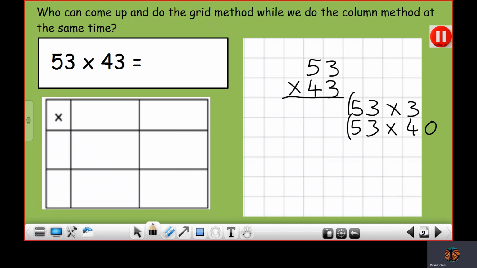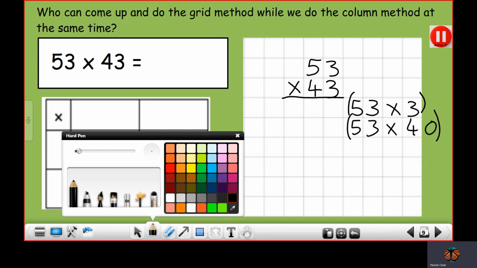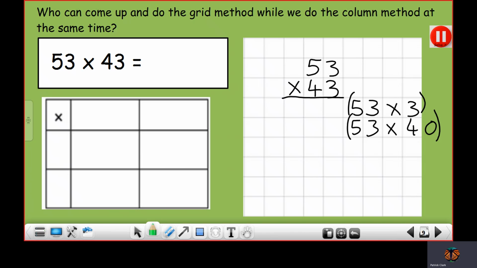Now you don't have to do these brackets parts. These are just to make it clear for you to do. I'm going to change my pen color as well to make it clear, but of course you can do it in the same pencil. So let's start with 53 times 3. Well, I remember from my last one that 50 times 3 was 150, so it's going to be near there, isn't it? But let's work it out the long way.